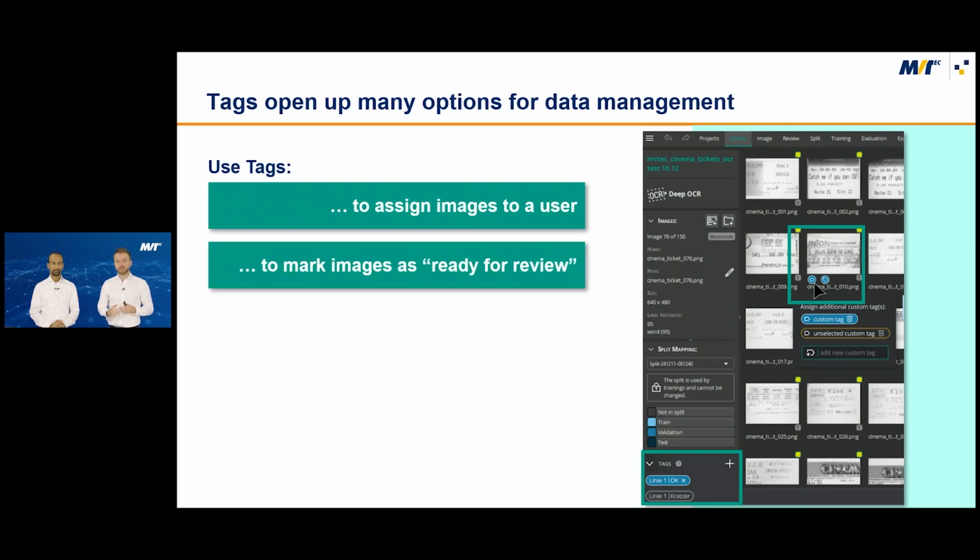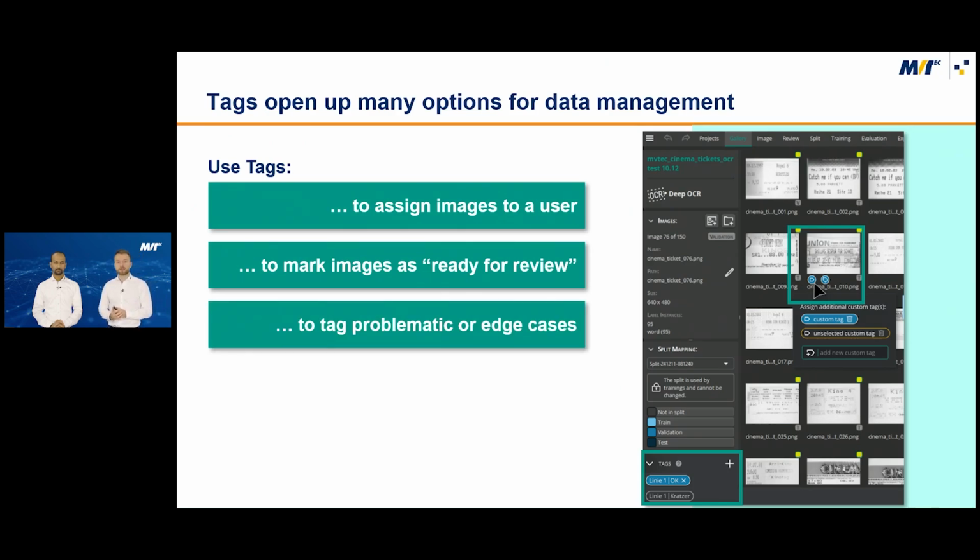Another use case is that you might have, on the one side, people who are labeling the images, and then you have domain experts who are later on verifying that all those labels are correct. And for this, you can simply now introduce a tag that might have the name ready for review, and then your domain experts know, okay, this is an image I have to review now, and I can verify that the labels are correct.